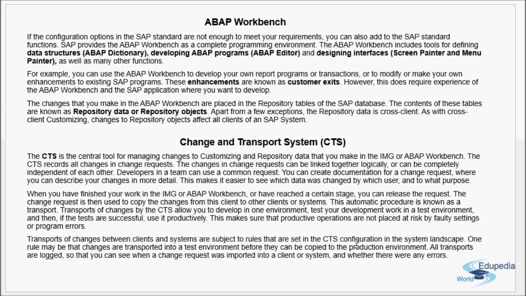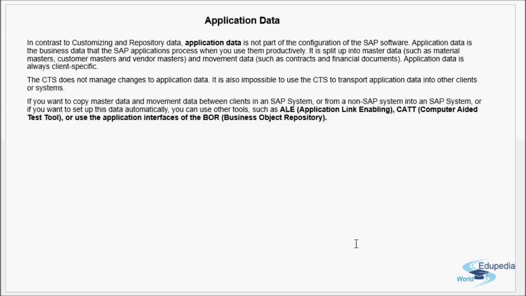SAP provides transport tools, transactions where we can check the transport: when it was moved, who created it, what it contains, everything. All the information about the transport is logged in all the systems. That is also important. Now, application data. In contrast to customizing and repository data, application data is not part of the configuration of the SAP software. The actual application data isn't a part of the SAP software.